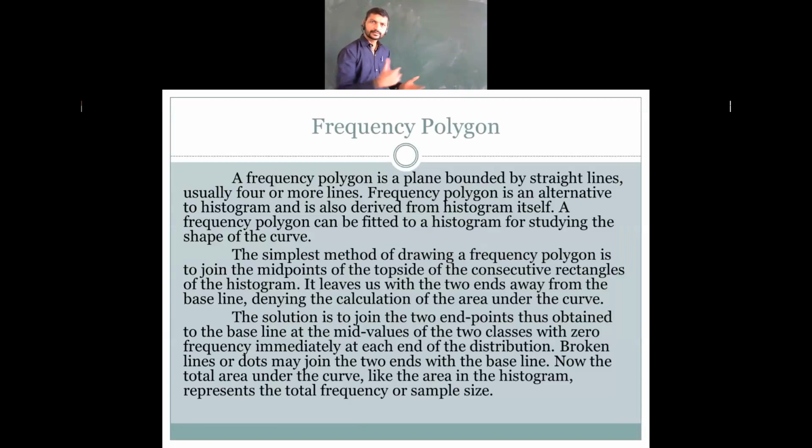Before that, let's discuss briefly what exactly this frequency polygon means. The middle points of the tops of the consecutive rectangles of the histogram are joined. It leaves the two ends away from the baseline, which is what it is, away from the baseline, aiding the calculation of the area under the curve.